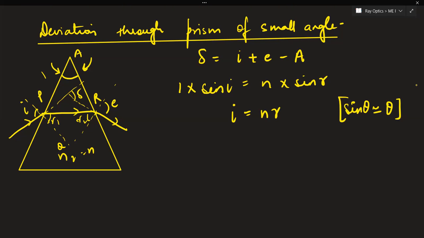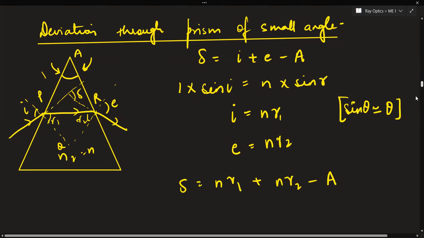Same way, same will be applied for e also. Angle of emergence also, that has arisen out of the prism, right? For same thing it will be applied. So e, this will also be equal to n r2. This is r1, you can take that, you can take it as r2. Now put it in the formula. So delta is equal to n r1 plus n r2 minus A, correct?